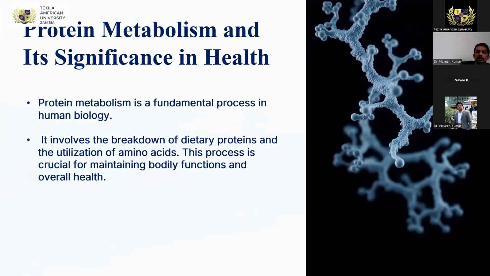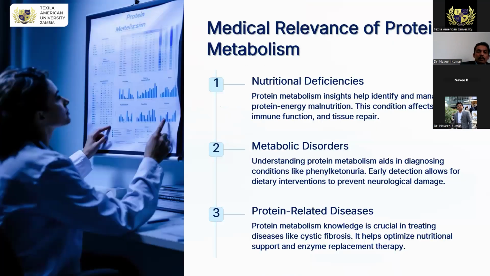The breakdown of proteins will produce ammonia. This ammonia must be converted to urea and must be excreted. Suppose any fluctuation happens, then what happens? It leads to hyperammonemia, which crosses the blood-brain barrier and causes necrosis of the brain.